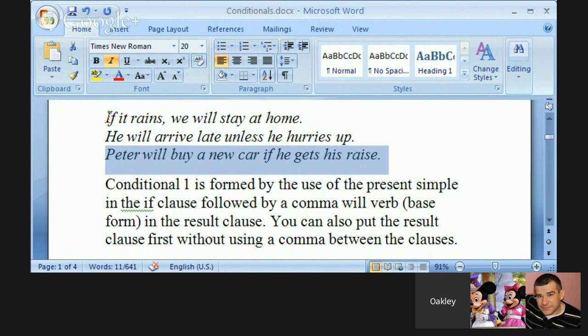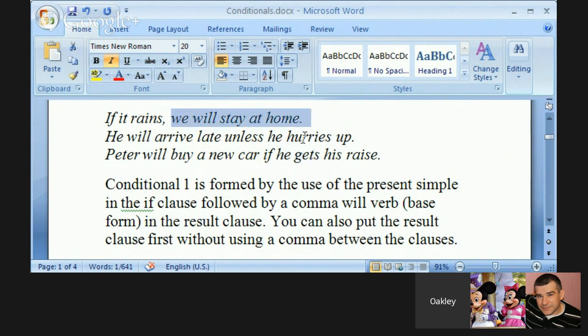Okay, so this is the if clause. If it rains, all right, unless he hurries up, that's the condition clause, or the if clause. If he gets his raise, gets. So this is important, present simple tense.